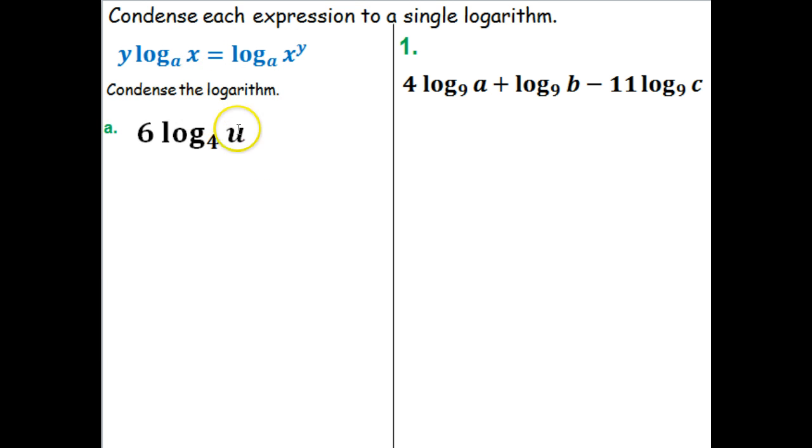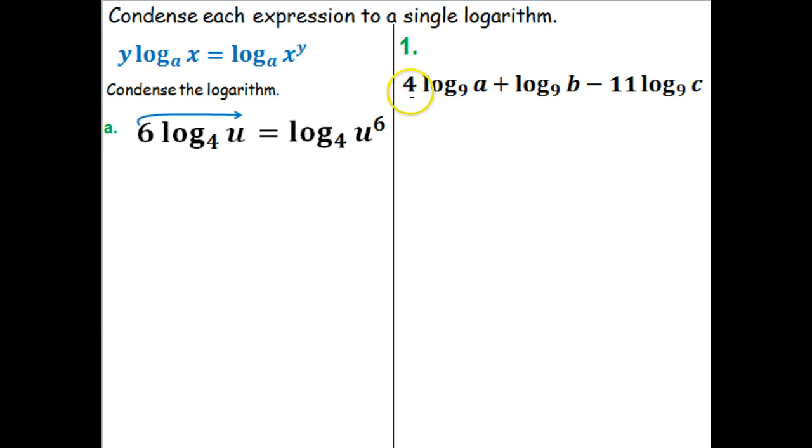And let's kind of look at an example here. So I've got this one. It's a 6 out in front here. So the rule is that we can move this 6 over and it will become the exponent of u here. Okay, so your final, or the most condensed one on this particular one, would look like this. Log base 4 u to the 6. So that 6 came from out in front and became the exponent here.